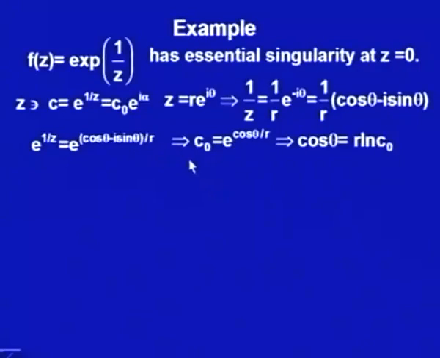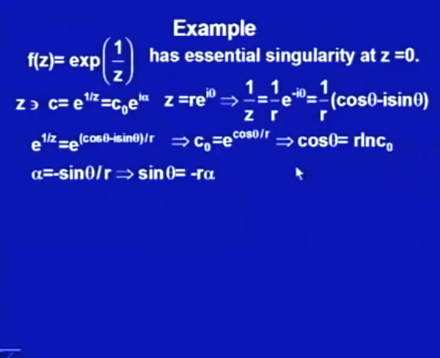So first I would get c naught as e to the power cos theta by r. What it says is that cos theta by r would be the logarithm of c naught, or cos theta would be r times ln c naught. Comparing the rest with e to the power i alpha, I get e to the power minus i sin theta by r. That says my alpha would be minus sin theta by r. What it says is that sin theta would be minus r alpha.